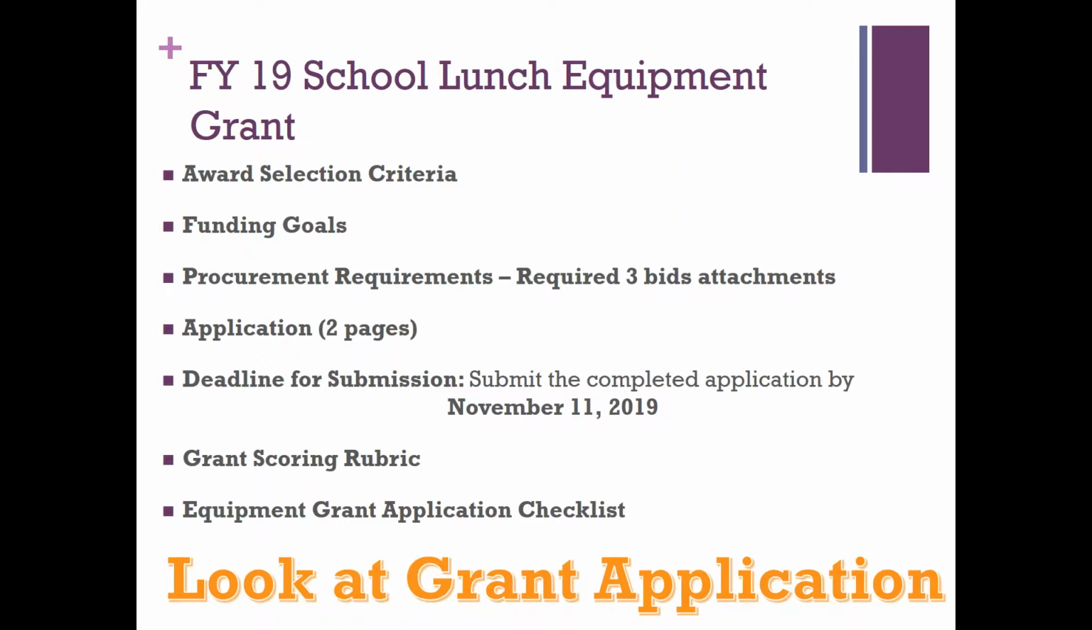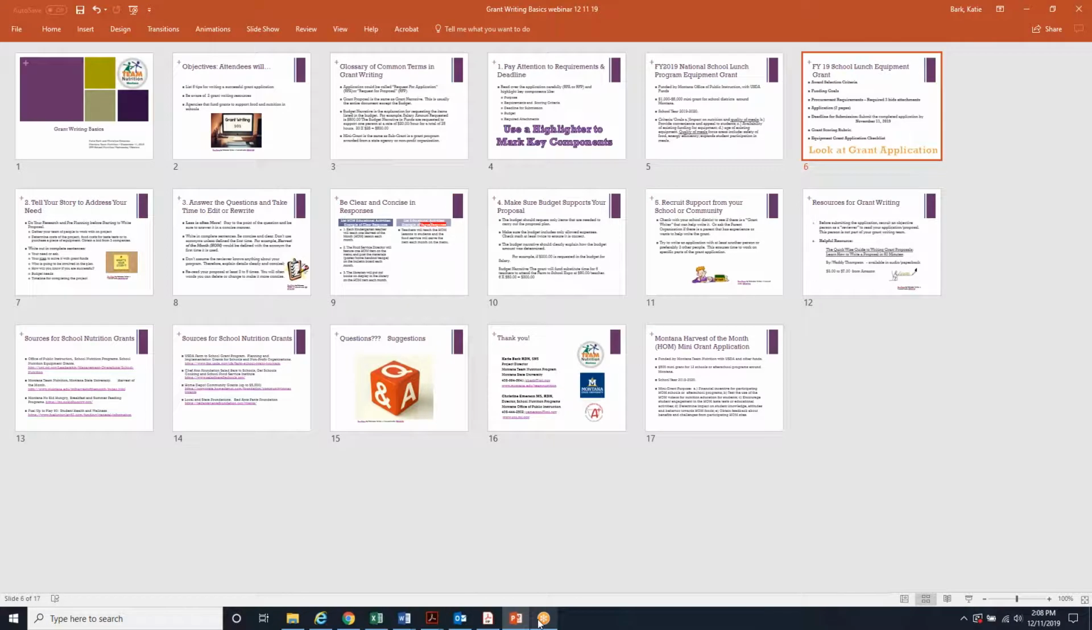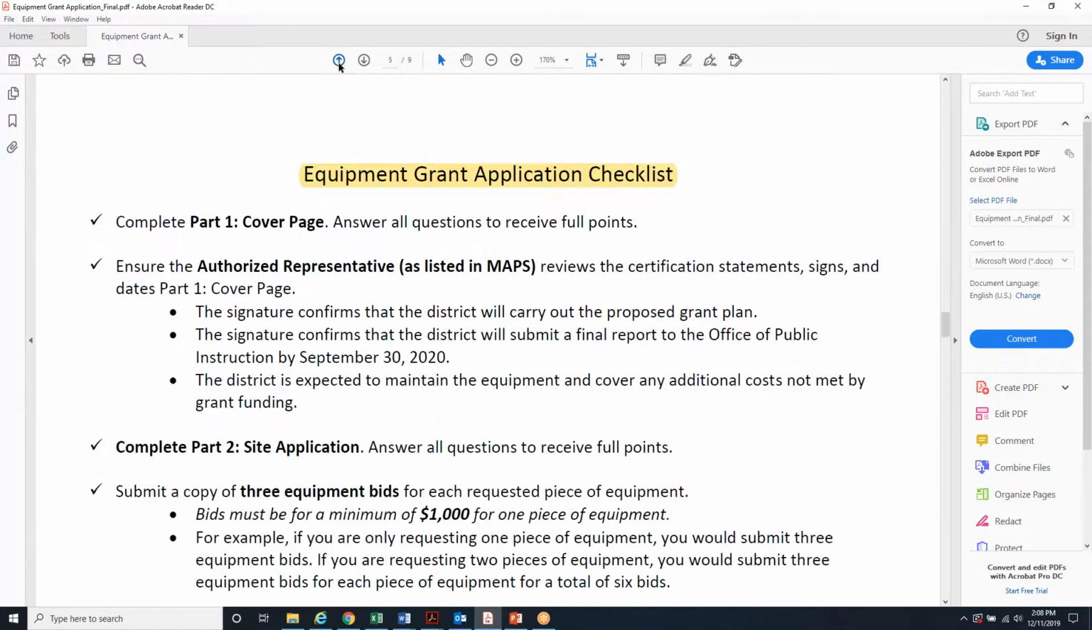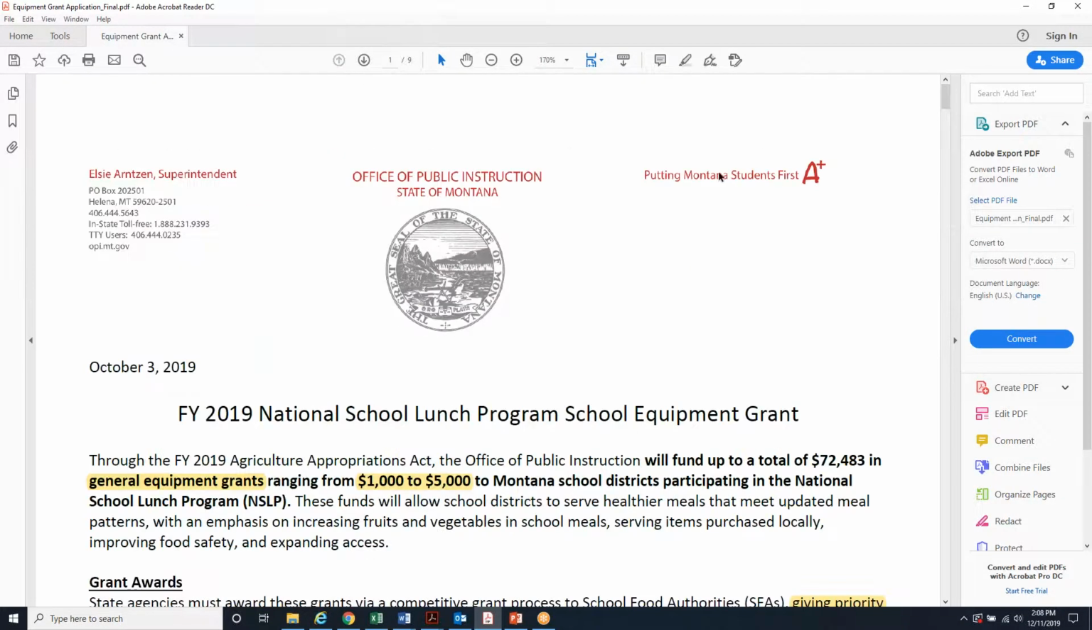So, thought we could look at the grant application for a minute, if I can figure out this technology, so we can see. I'm just going to go back. Okay, I'm going to unmute Molly. Can you tell me, Molly, if you can see this? Yes, Katie, I can see the National School Lunch Program School Equipment Grant page. Perfect. Excellent. Thank you.